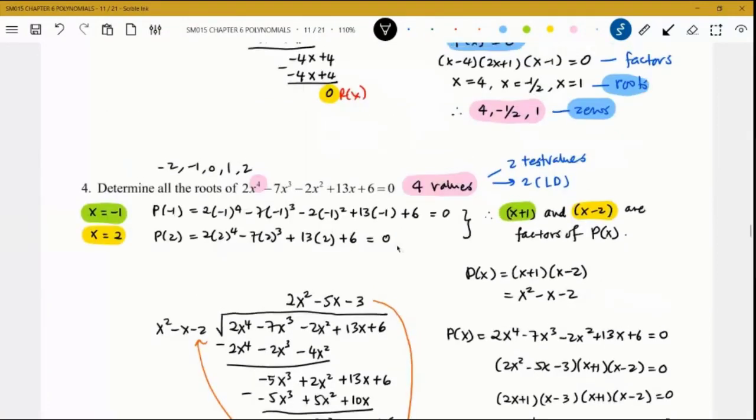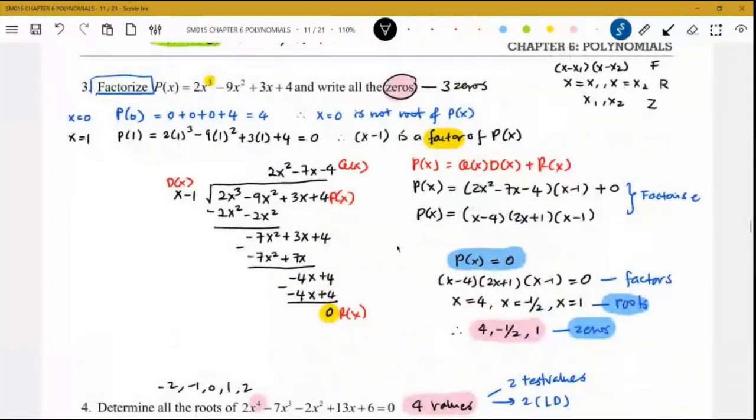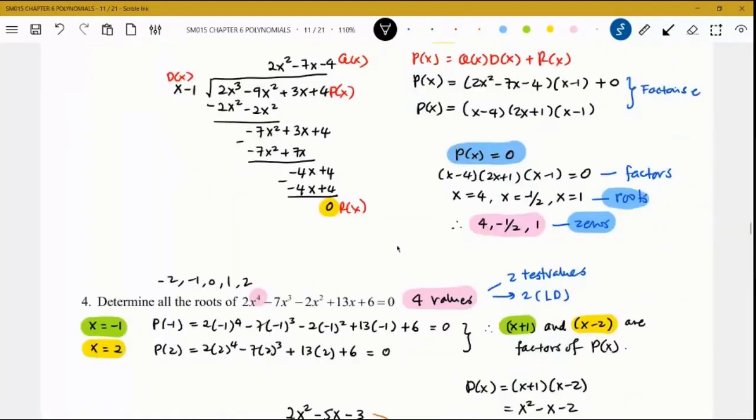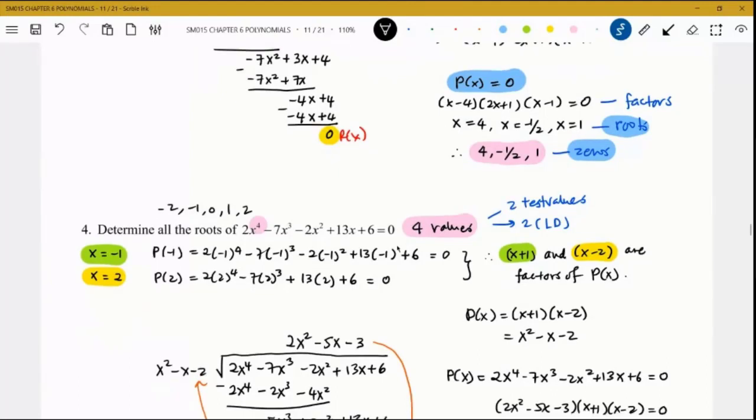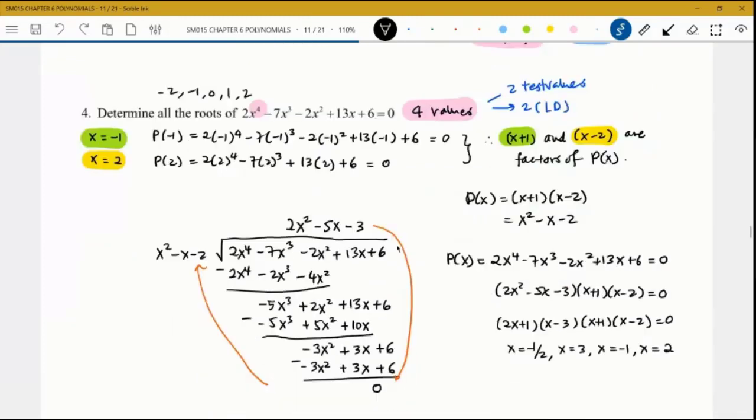Okay, so lagi sekali saya mention, kalau jenis soalan yang ini tanpa diberi apa-apa faktor ataupun zero ataupun apa-apa hint, untuk fasa 3 kita akan buat satu adalah test value, dua lagi kita akan menggunakan long division. But then kalau fasa 4, dua mesti buat test value, dua lagi datang daripada long division. Okay, so that's how we do for the finding roots ataupun zeros without any hint, without any factor given. Okay, is that clear semua orang?